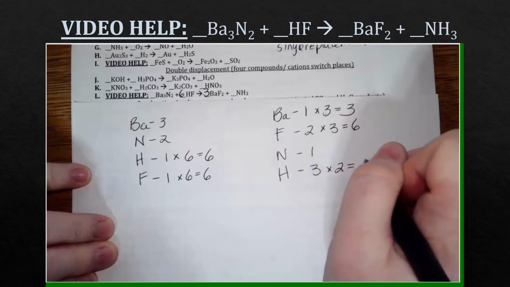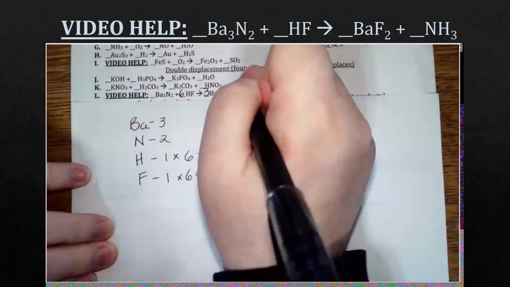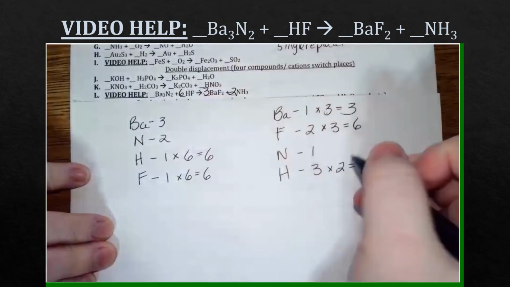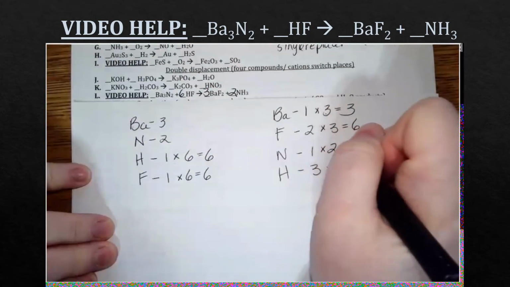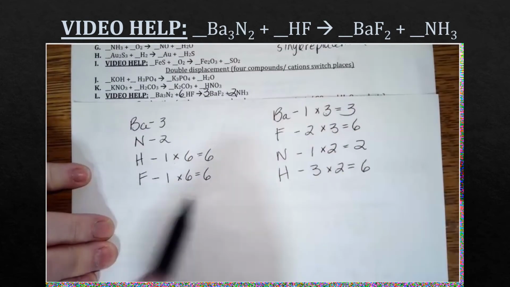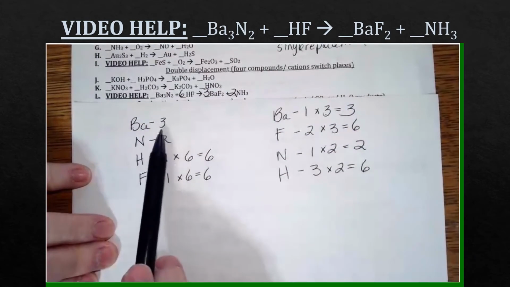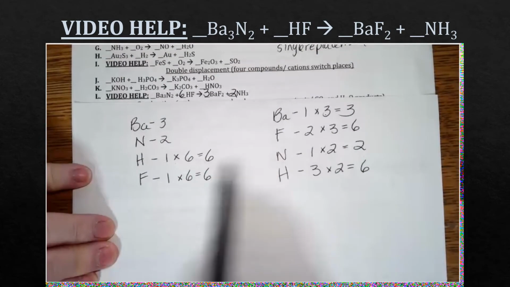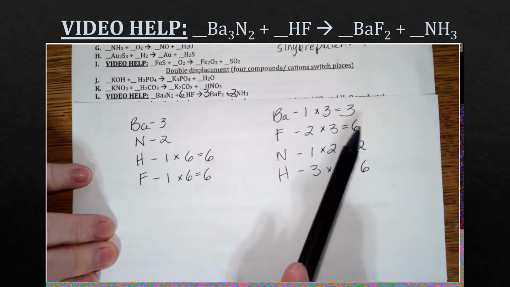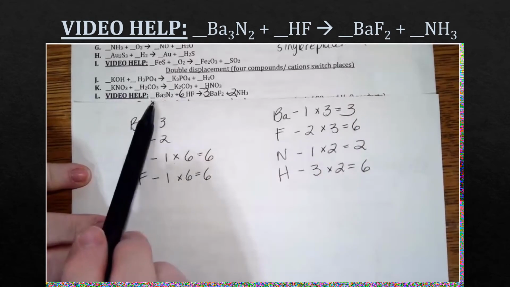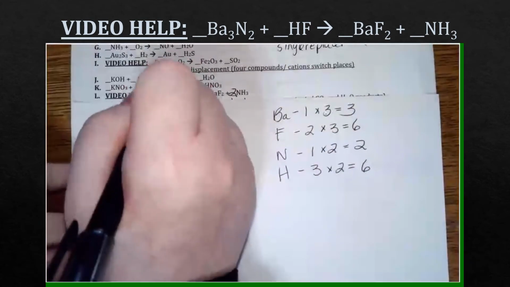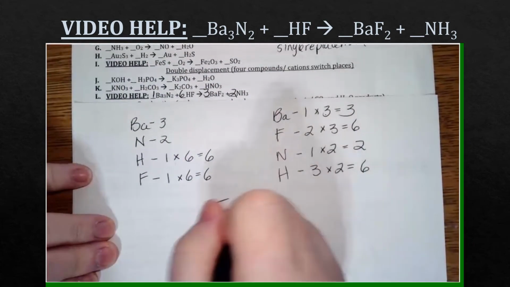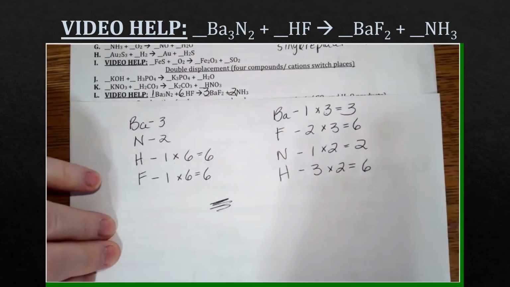Times 2 is 6. The 2 needs to go in front of the hydrogen, but not in the middle of the formula, in front, which means it also changes nitrogen, which means actually it fixed nitrogen. So let's check. 3 barium, 3 barium, 2 nitrogen, 2 nitrogen, 6 hydrogen, 6 hydrogen, 6 fluorine, 6 fluorine. I have 1 blank. I can leave it blank, or I can write a 1. Remember, never, ever write a 0. Essentially, you would erase it if you did. So don't do that.